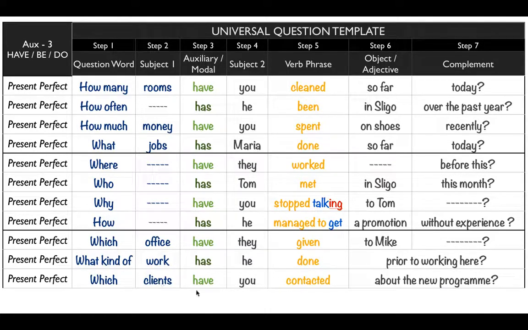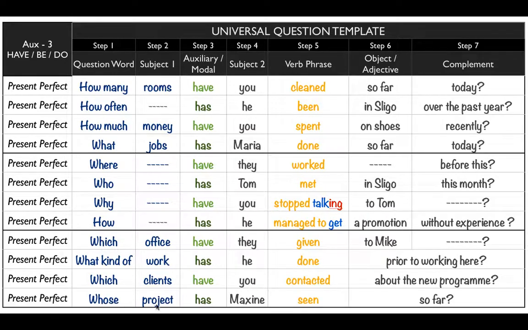Next one, which clients have you contacted about the new program? Again, you might have 40 clients and that's a limited number, so that's why we say which clients. Whose project? That means who does this belong to? Whose project has Maxine seen so far? Again, so far. We've had that twice now in this slide. So far means up to this moment. You could say so far today, but here I just put it in on its own so that you can see how it's used.